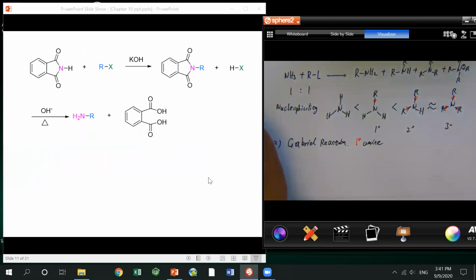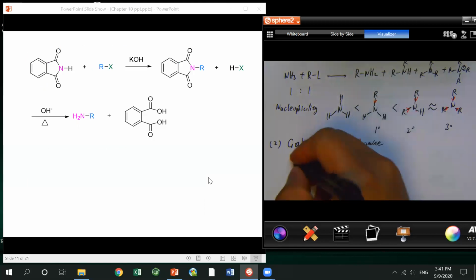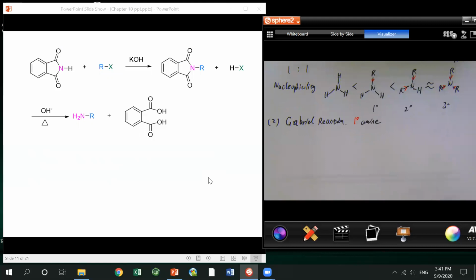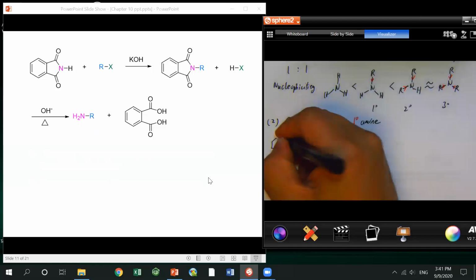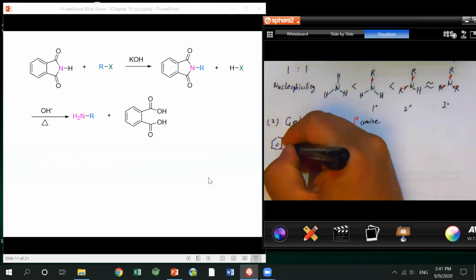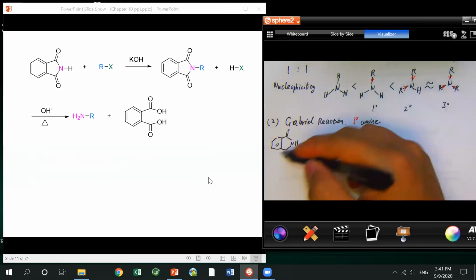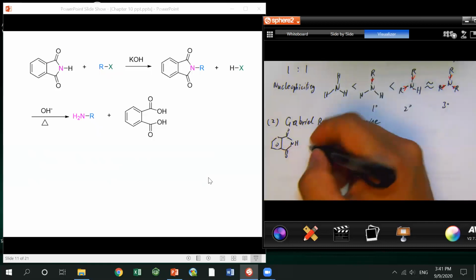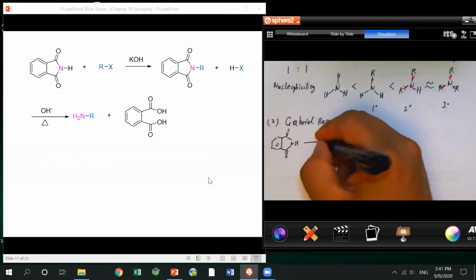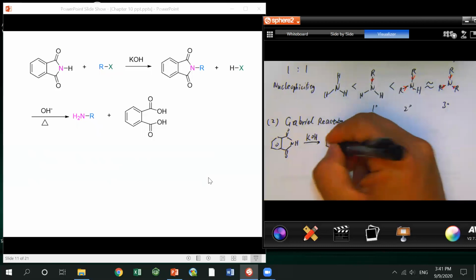And here is what's going on. Because this is a relatively important reaction, I will also write it down here. First, you get this phthalimide, N-H. You cannot directly use it as a nucleophile, so you have to add a base to deprotonate this hydrogen. So we add potassium hydroxide.